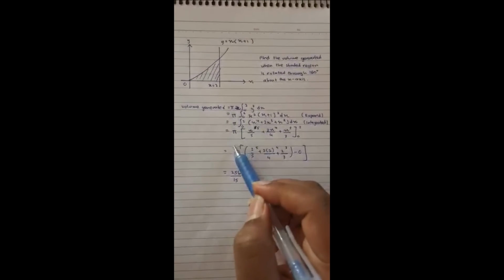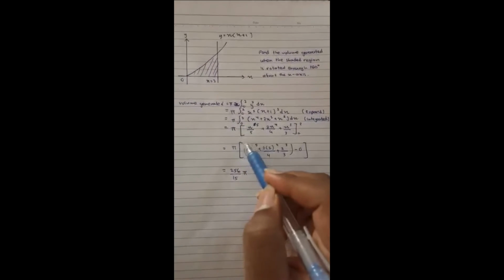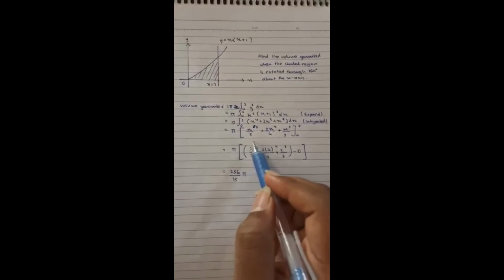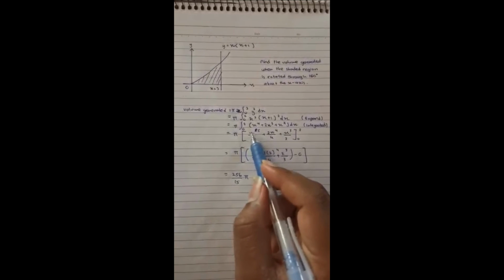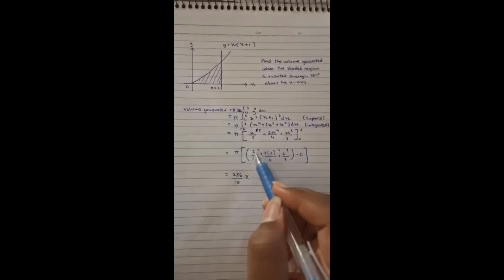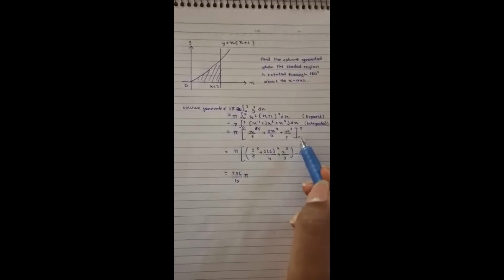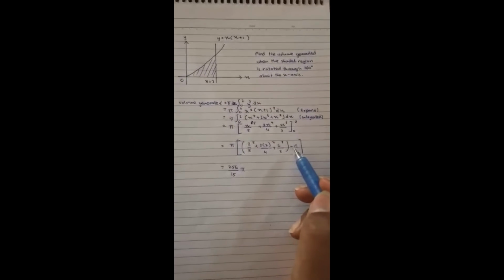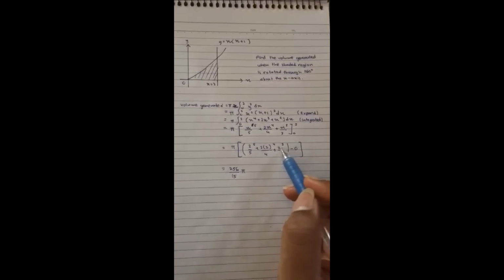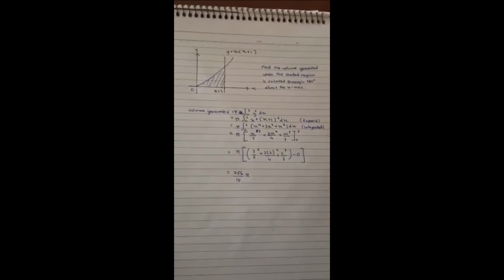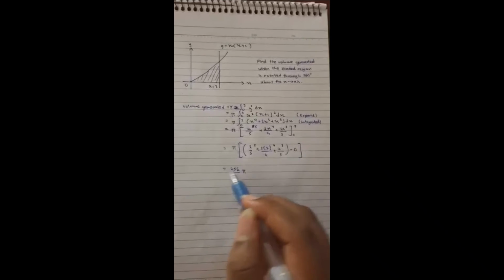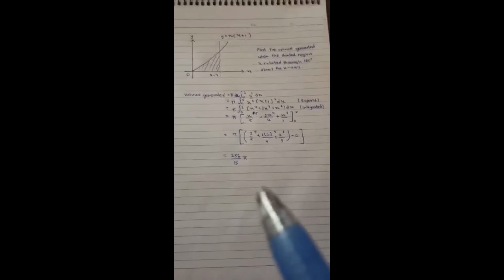Then for the last step, we must substitute x with 2 and 0. So once we substitute, we get this, but 0 gives no value, so we put the 0 here and subtract it from the equation. So the final answer we get is 256 over 15 pi. Thank you.